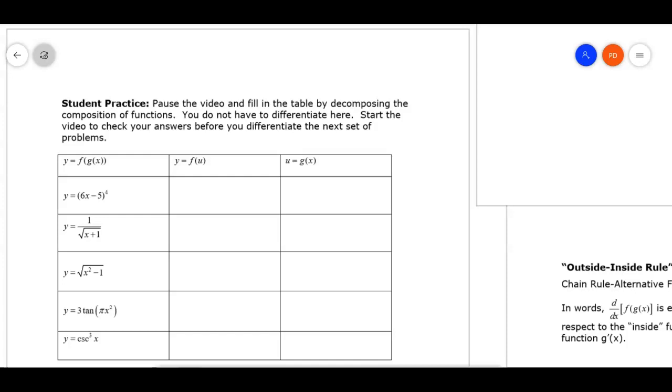All right, you're back, so either you're cheating or you've done this. So here I see the inner function is 6x minus 5, so y equals u to the 4th, and u equals 6x minus 5. It might be easier to identify the inner function first. This one's a little more complicated.